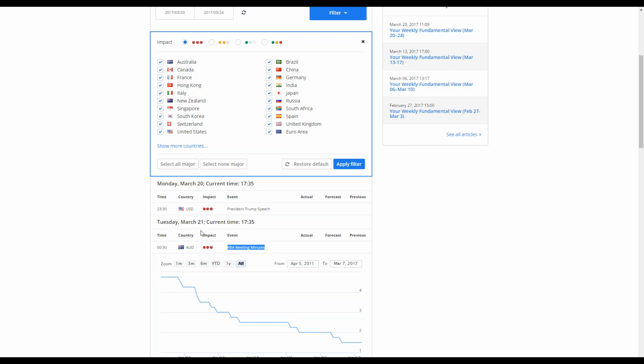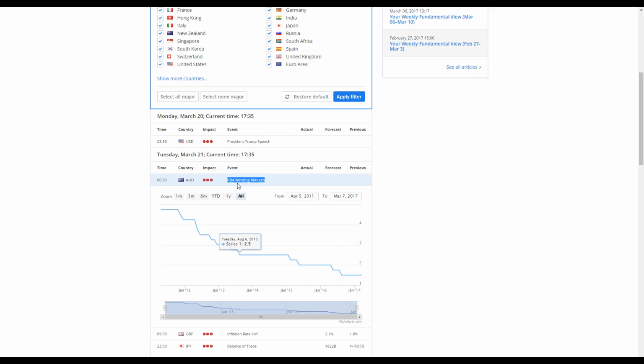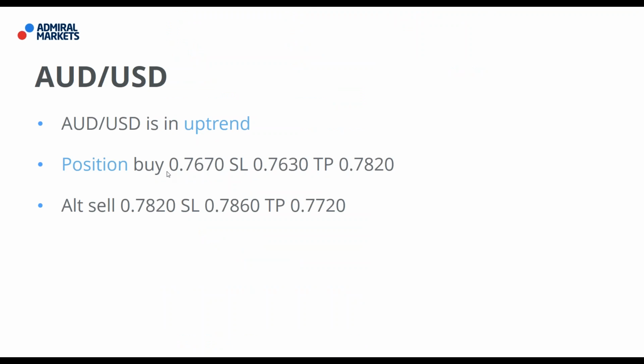But just because of low liquidity, we need to be very careful. We need to be careful because of low liquidity. This is the RBA meeting minutes. You need to be careful with it, guys. But really, this setup looks tempting to me, especially this sell setup.